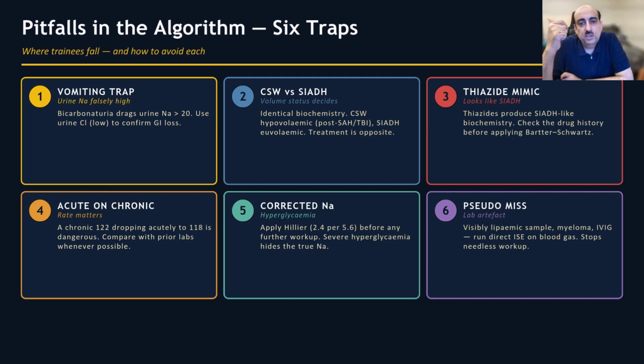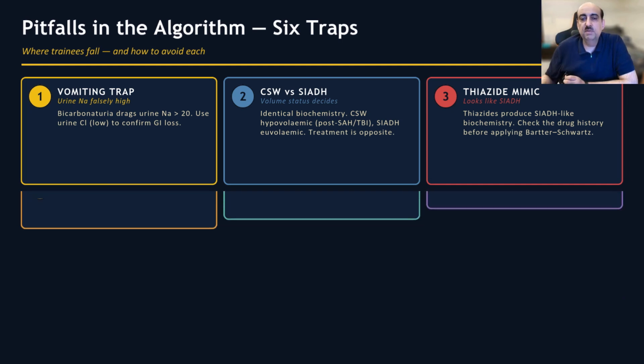Number 4, acute and chronic hyponatremia. If somebody has chronic hyponatremia and suddenly there is a drift, then it has to be taken into account and further investigations need to be done.